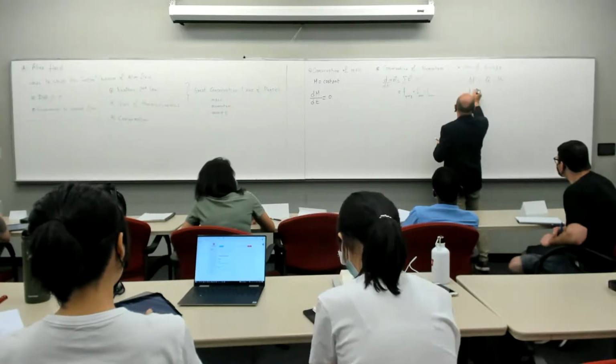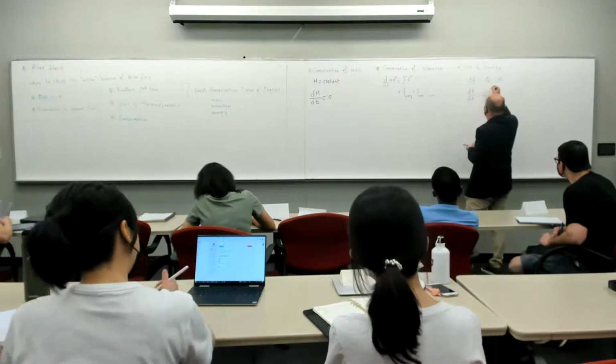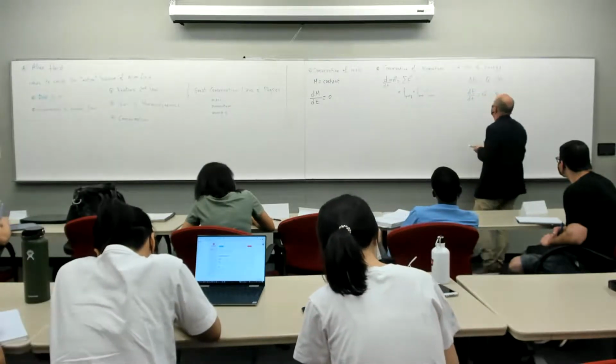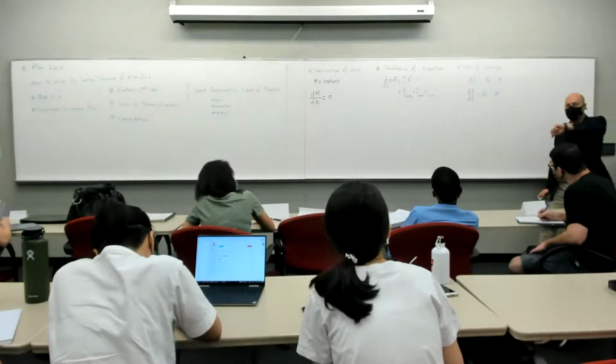We're going to say that dE by dt, just the rates, is equal to Q dot, or dQ by dt, minus dW by dt. Simply just rates of change in time. Okay.